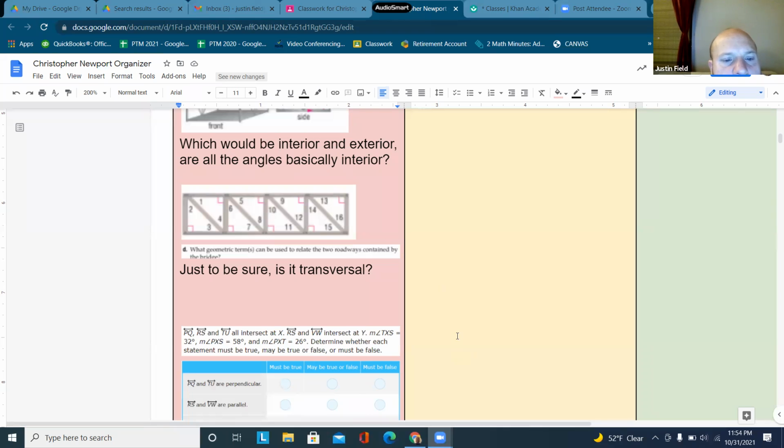Two roadways contain. Where's the bridge? Is this a bridge? I need to see the rest of the question, but these are transversals. There's four of them. So I still don't know what the two roadways are. But if it is transversal, then it must be talking about these two. Or these are transversal as well. But there's 3 of them, or 5.